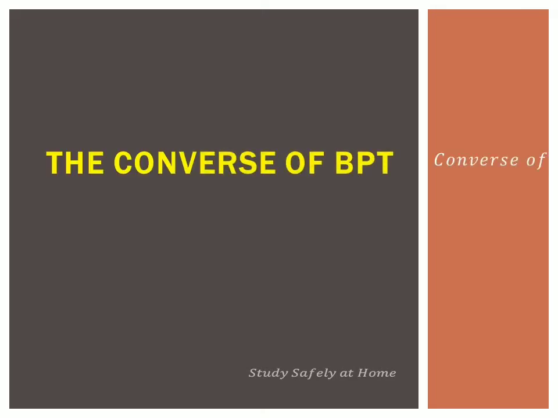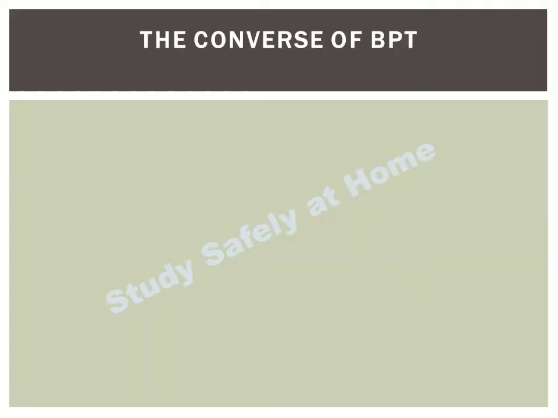Converse of BPT, which is also known as converse of Thales theorem, states that if a line divides any two sides of a triangle in the same ratio, then the line is parallel to the third side. What has been given then?